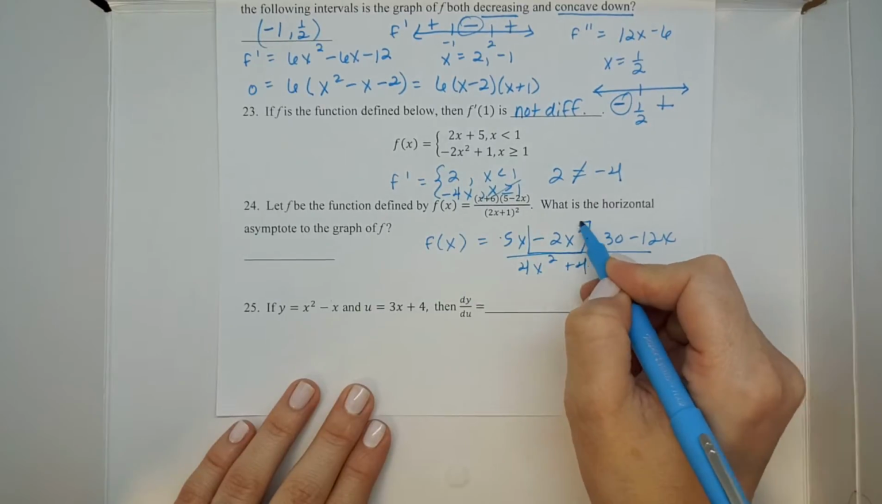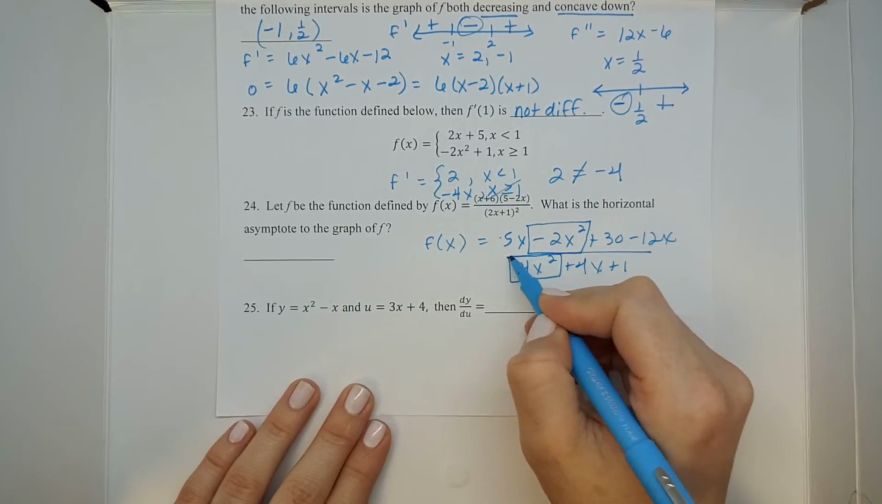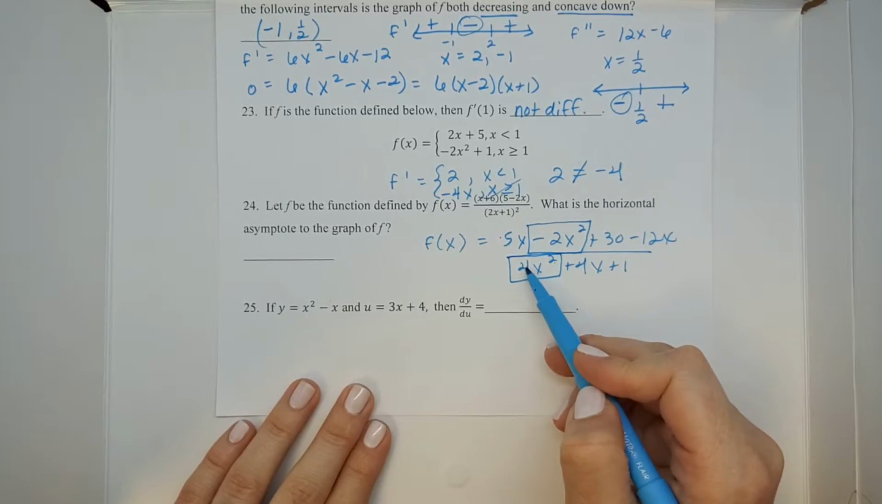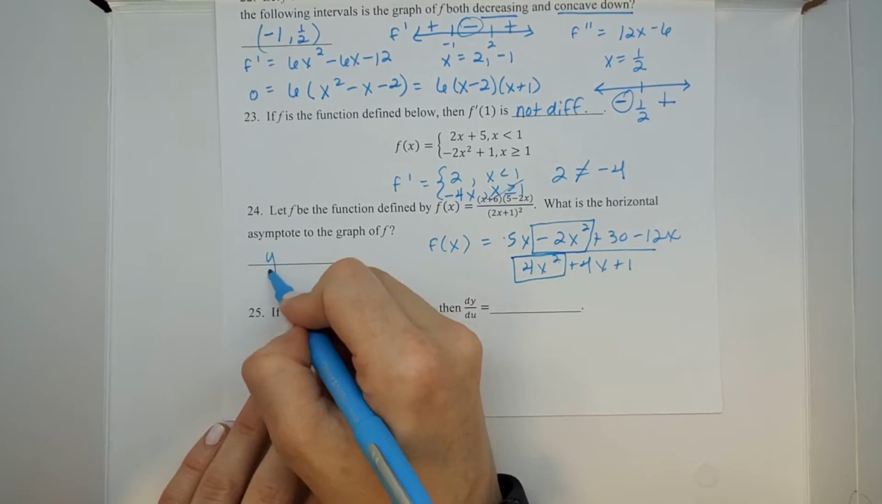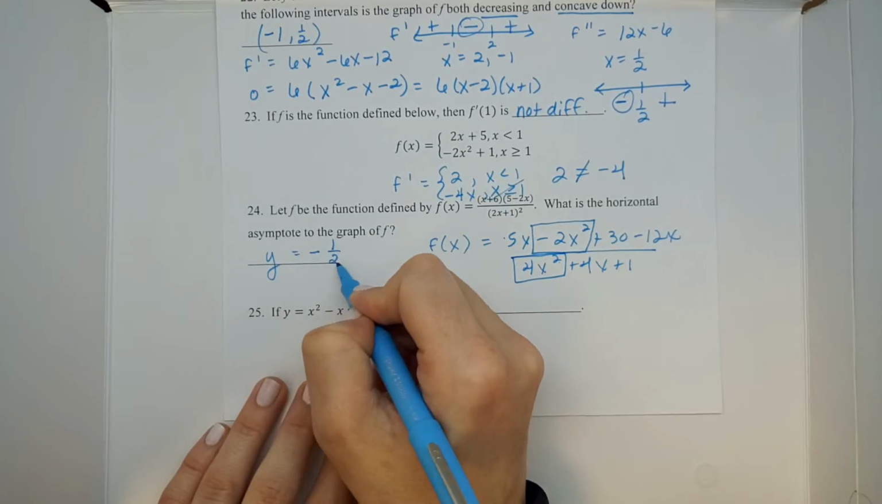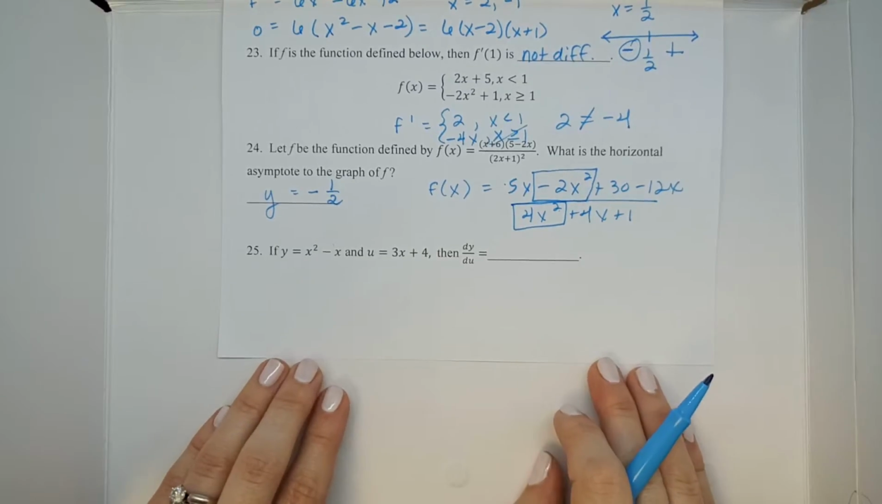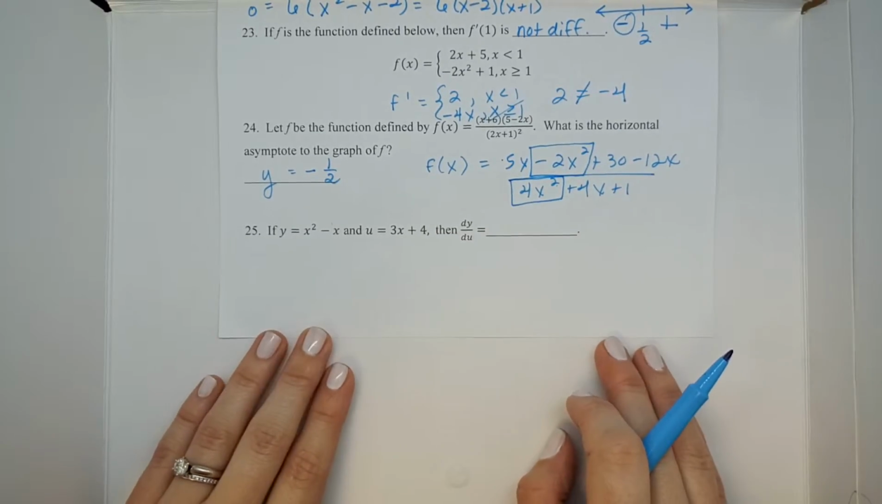So I'm focusing on the highest power of x on top and the highest power of x on bottom. Because they're the same, we do coefficient over coefficient. So -2/4, which is the same thing as -1/2. Remember, low over high, y equals 0, high over low, none. Same over same, coefficient over coefficient.